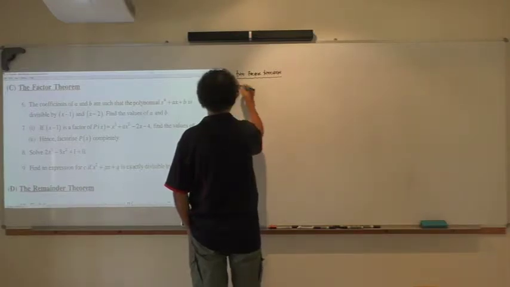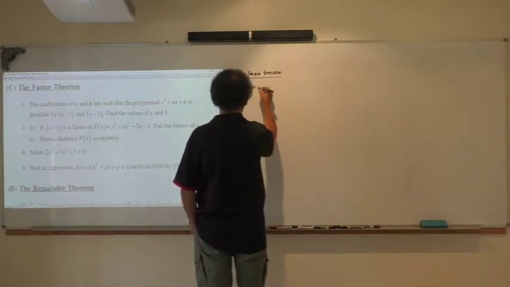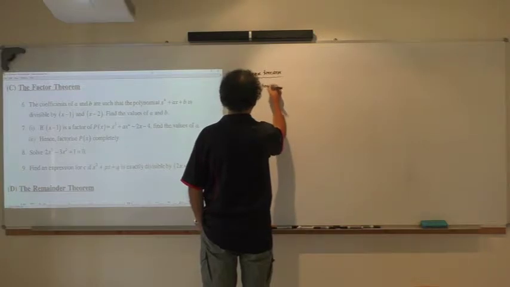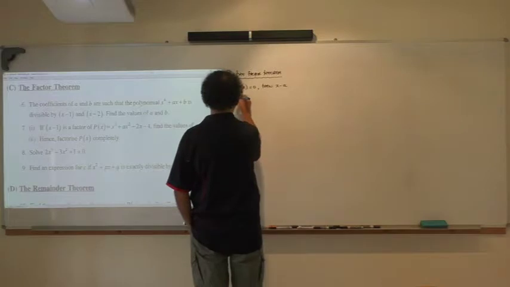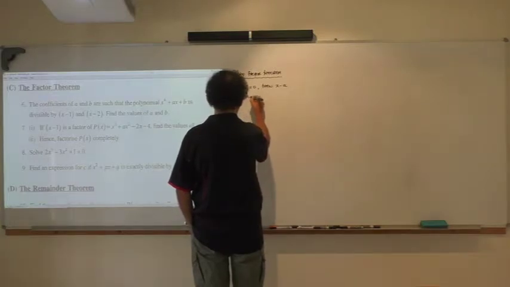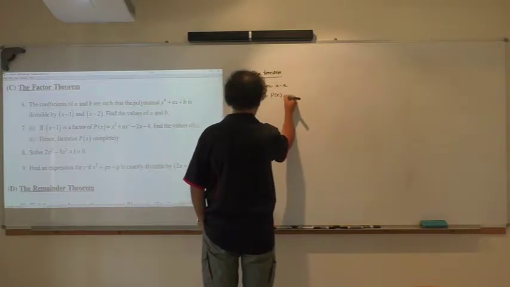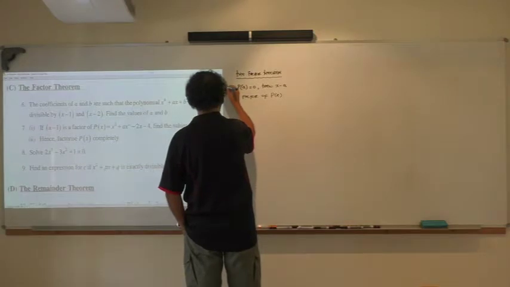If P of A equals 0, then x minus A is a factor of P of x. Okay, so that is extremely important.